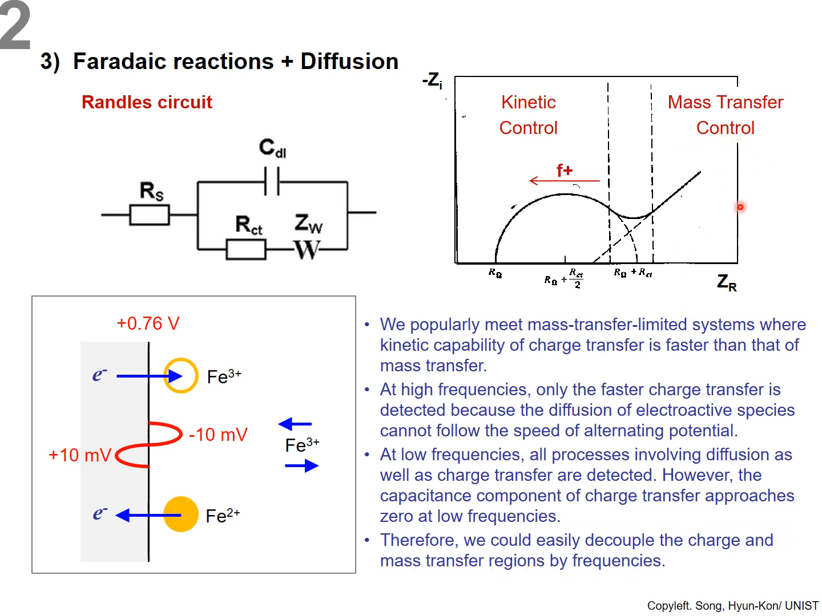So at this region, we would find the charge transfer plus mass transfer. But fortunately, we don't need to think about the effect of the charge transfer process on the mass transfer process, because the imaginary component or capacitive component of the charge transfer process is going down to zero at this low frequency region. So at the low frequency regions, you could distinguish the mass transfer from the charge transfer process.